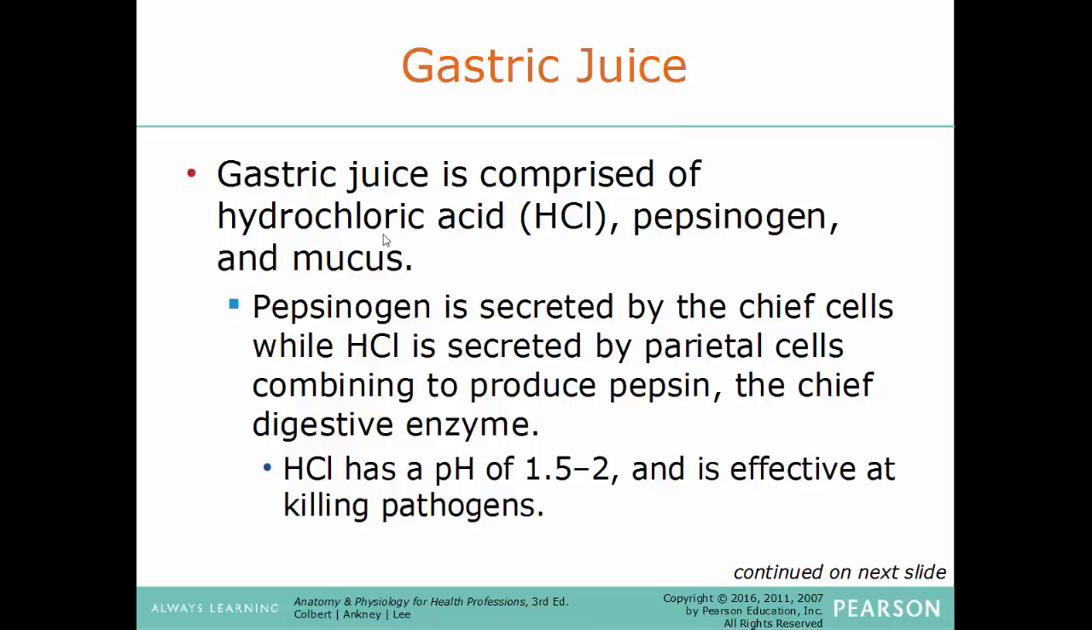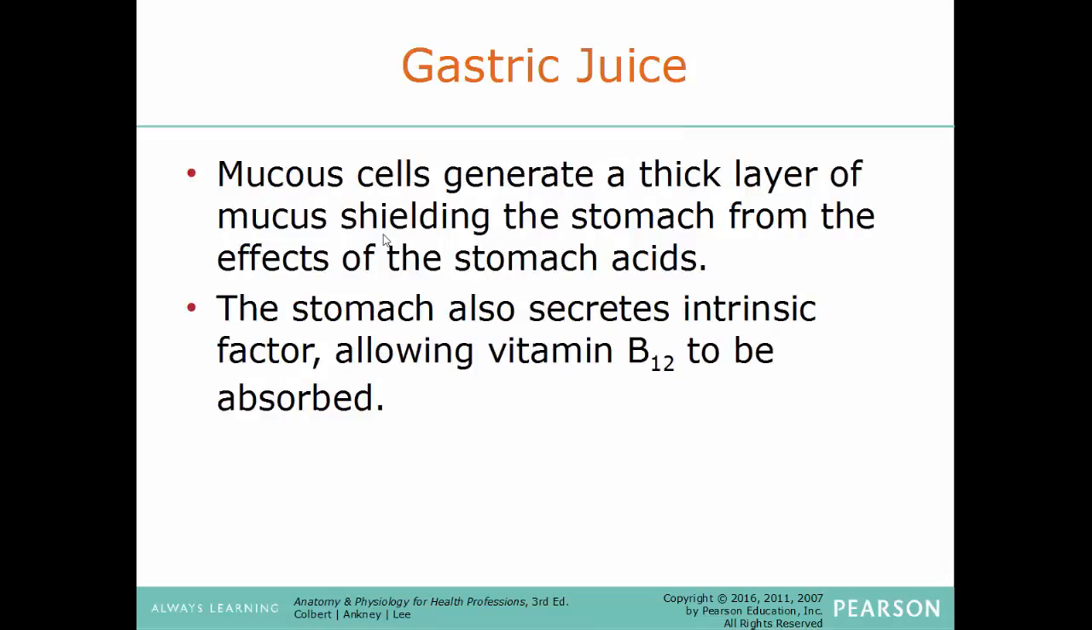It's also why heartburn hurts so much. When this acid goes beyond the cardiac sphincter and into your esophagus, it's literally burning through that tissue. That's why it's called heartburn. Now, the mucus cells will generate a very thick layer of mucus that will help protect the stomach and stomach lining from the effects of such a strong acid. And the stomach will also secrete intrinsic factor, which helps the intestines absorb vitamin B12.